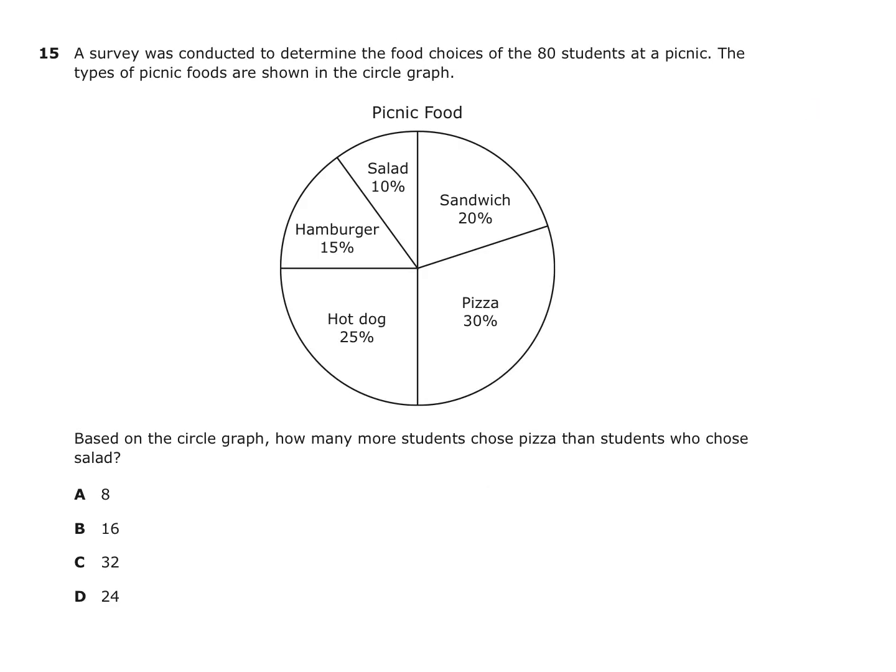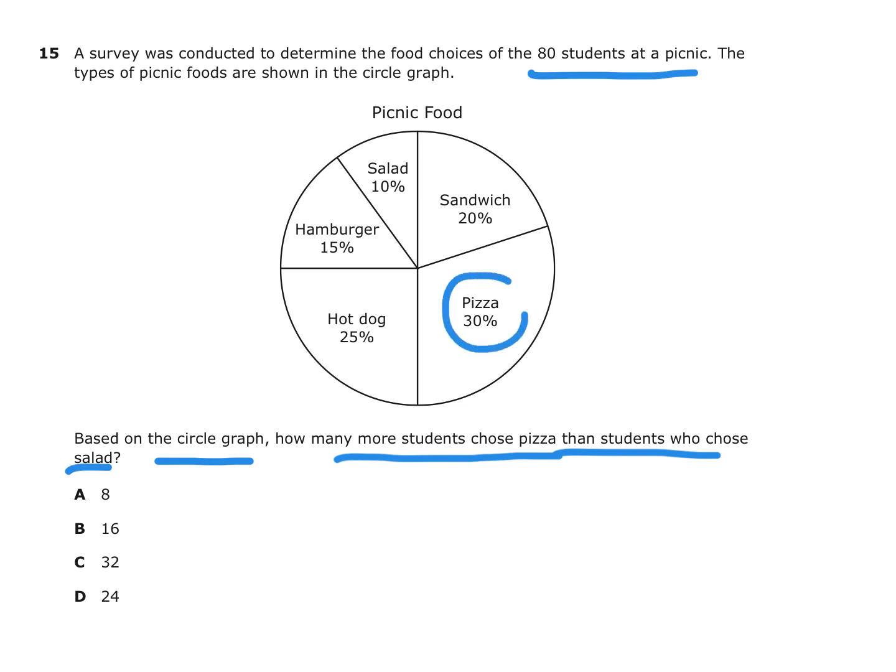On number 15, we have a survey that was conducted to determine the food choices of the 80 students at a picnic. So we have 80 students at a picnic, and the types of picnic foods are shown in the circle graph. You have sandwich 20%, pizza 30%, salad 10%, hamburger 15%, and hot dogs 25%. Based on the circle graph, how many more students chose pizza than students who chose salad?